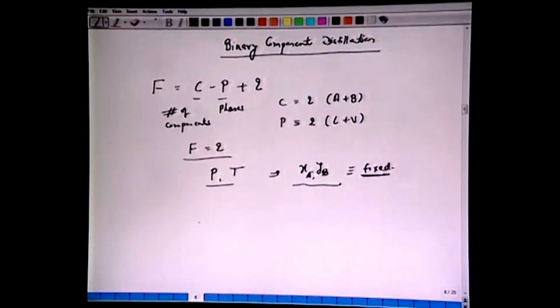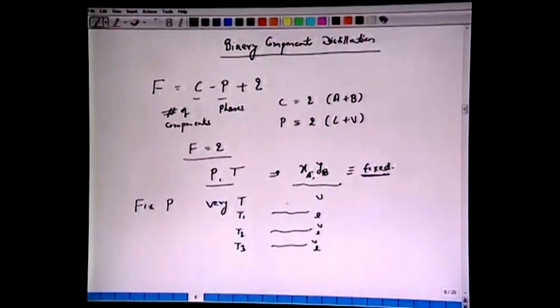Which means fix pressure, vary T: T1, T2, T3. We have the equilibrium between the two phases, vapor and liquid, but the mole fractions XA and YA are all fixed for different temperatures, because the degree of freedom here is 2.